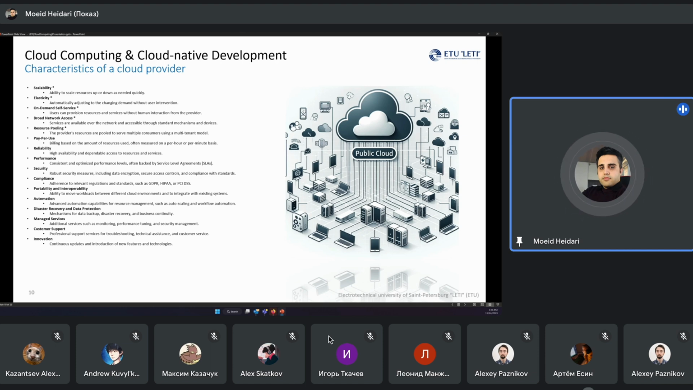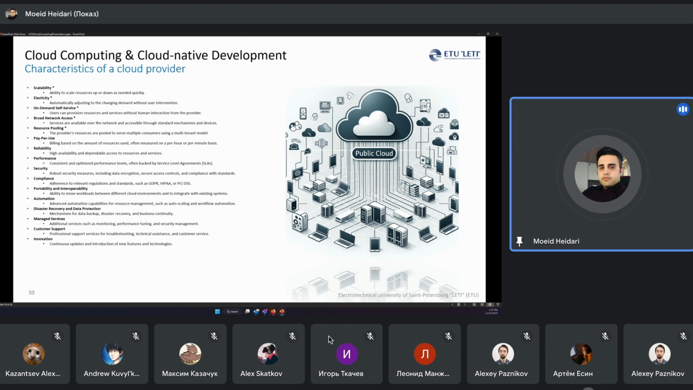Broad network access is another thing which is very important. Services should be available over the network that the user aims to be inside, aims to be a part of, and accessible through standard mechanisms and devices. And this broad network access is not just about providing the network, but about the controlling and management of the security of this service and the accesses.